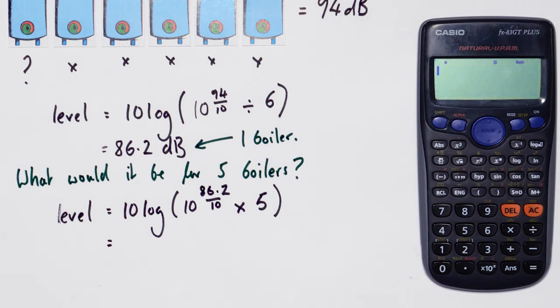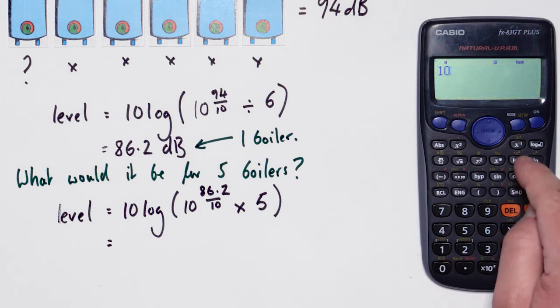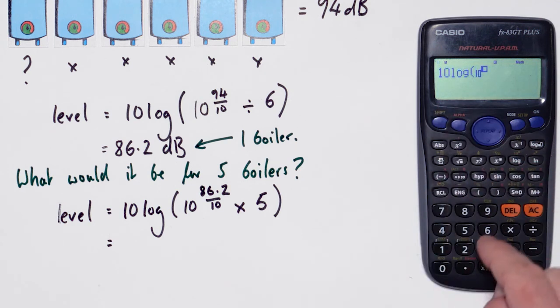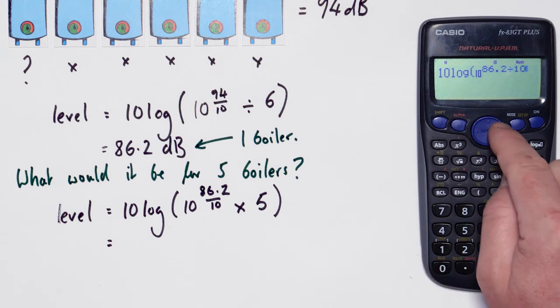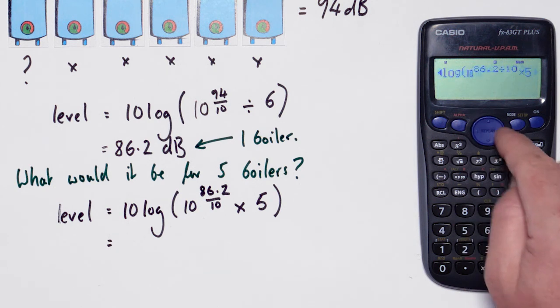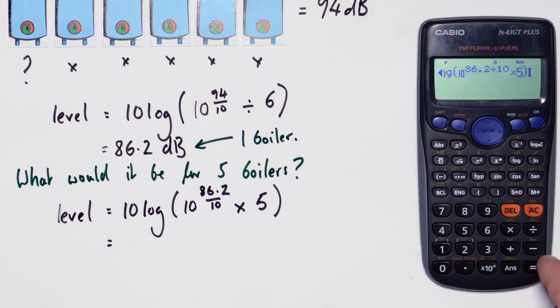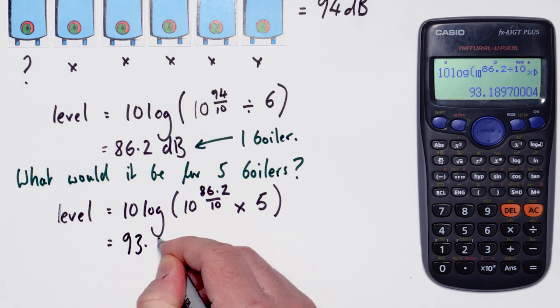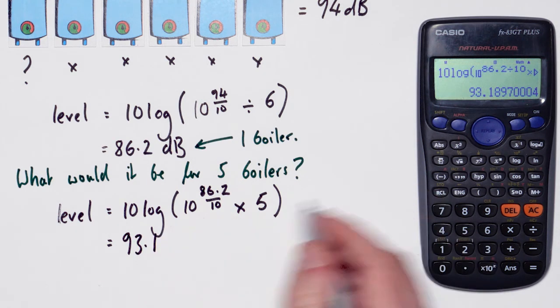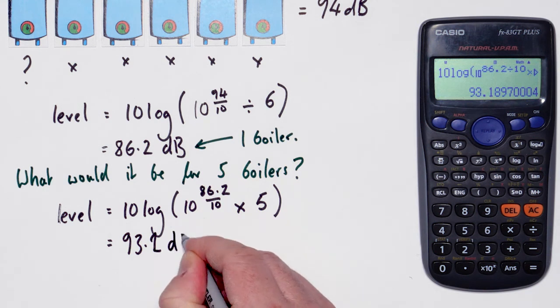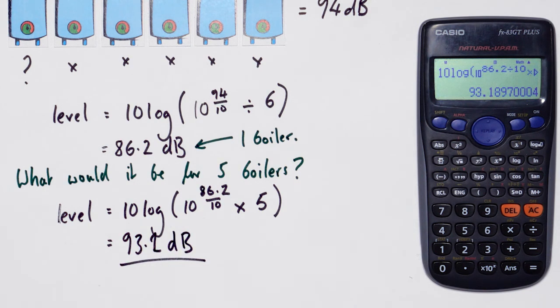I'm just going to go to the calculator, 10 log 86.2, the value of one of those boilers, multiplied by 5. The answer is 93.2 decibels. So that's looked at the use of division and multiplication in a real world example.